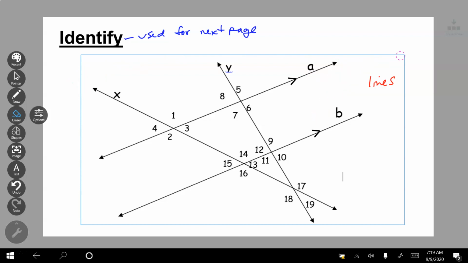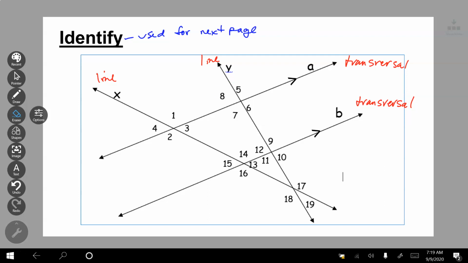Another way to look at this diagram is just that X and Y are just plain old lines, and A and B are transversals. What does that mean? That means angle 5 and angle 1 are still corresponding because they're in the same location of each other. They're just not congruent any longer because X and Y are not parallel.